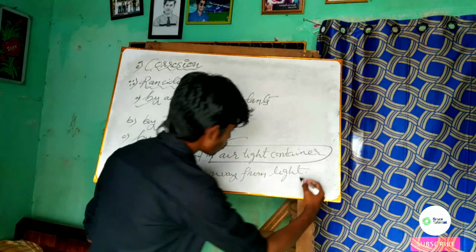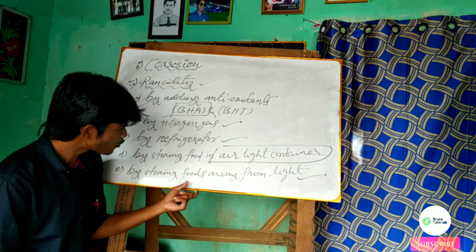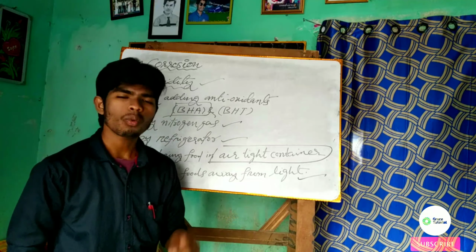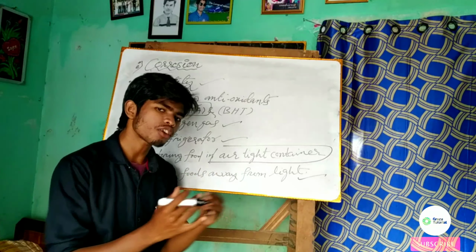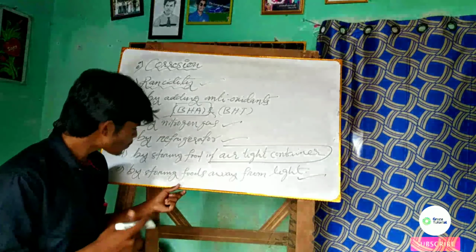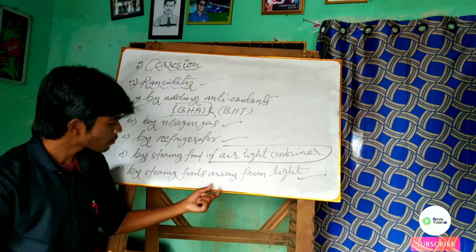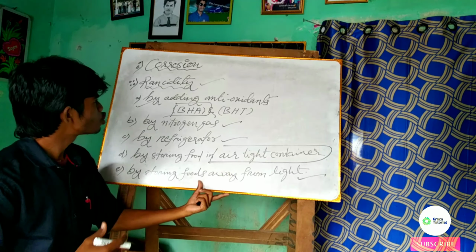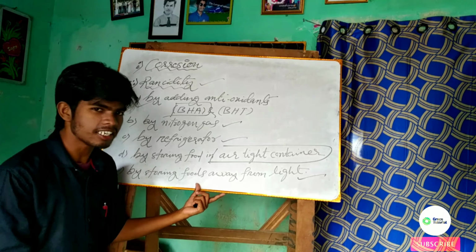Similarly, we have another way, that is by storing the foods away from light. Whenever you keep the foods away from light, there is no chance of oxidation. This is also one of the best ways to prevent or retard rancidity.